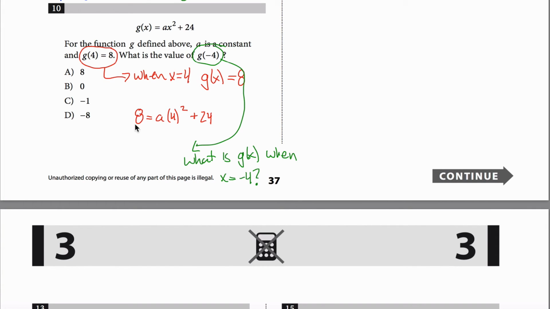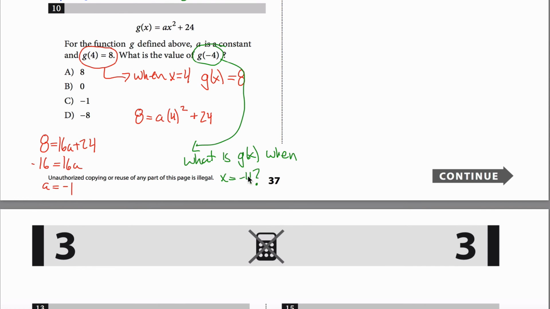So you take this problem and you're like, all right, I have this constant a. I guess I should solve for this constant a. I have 8 equals 16a plus 24. Where that came from is 4 squared gives you 16, so I have 16 times a plus 24. I want to get the a all by itself so I can figure out what number a is equal to, so that I can put that into my equation here and figure out what g of x equals when x equals negative 4. To get the a all by itself, I'd first subtract 24 from both sides of the equation. I get negative 16 equals 16a. So now if you divide by 16, you get that a equals negative 1.